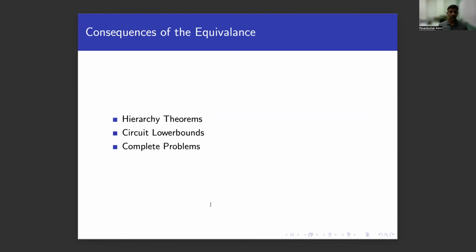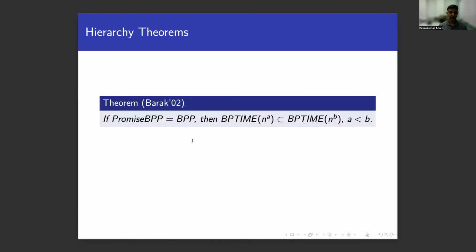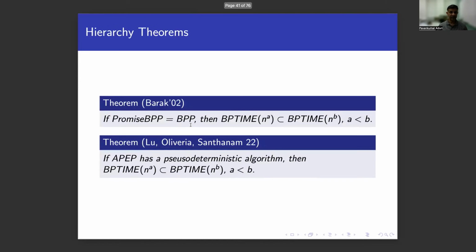Okay, so using this equivalence between promise problems and pseudo-deterministic algorithms, we can obtain some consequences in complexity theory that relate to hierarchy theorems, circuit lower bounds, and complete problems. So first, let's look at the hierarchy theorem. Barak showed that if promise BPP is the same as BPP, then BPP admits a hierarchy theorem. So using this, we get an alternate proof of this result of Liu, Oliveira, and Santhanam: if APEP has a pseudo-deterministic algorithm, then promise BPP equals BPP, and so BPTIME has a hierarchy theorem.